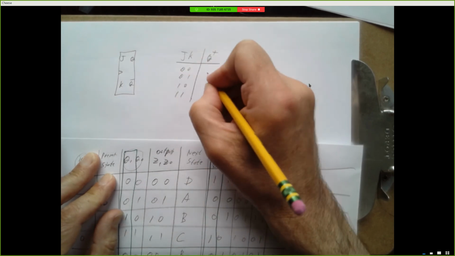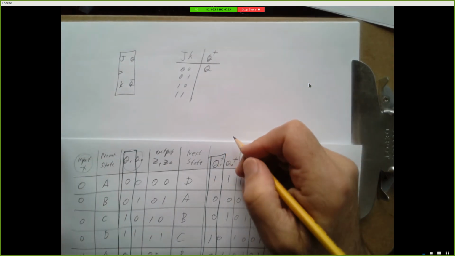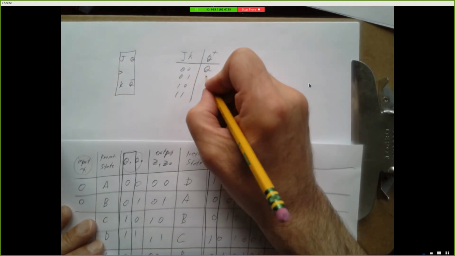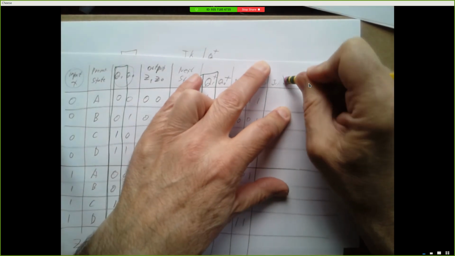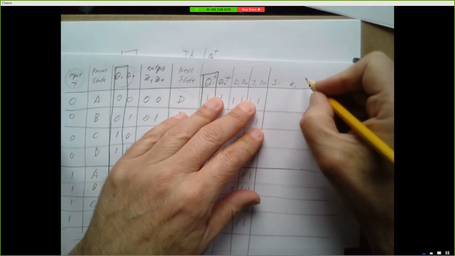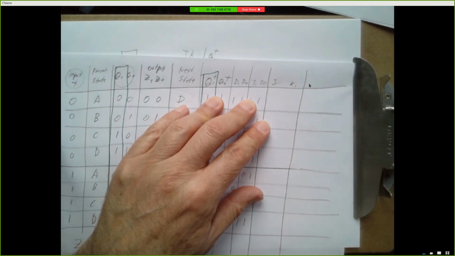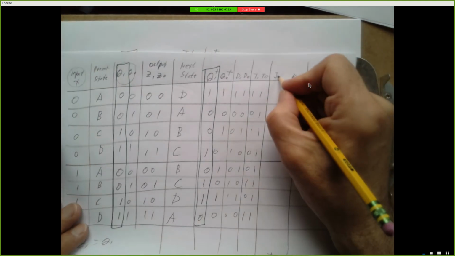If J and K are both 0, the flip-flop does not change. If your inputs are 0, 1, the flip-flop goes to 0; 1, 0 goes to 1; and then 1, 1 acts like a toggle. Okay, this is going to make our life easier in the end. Even though we've got 2 inputs per flip-flop to deal with, we're going to get a lot of don't cares. Okay, so let's see how this works. So let's make a column for J1, K1. And then we'll do J0, K0 separately.